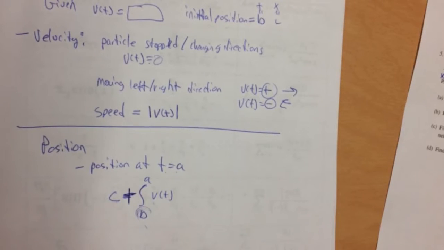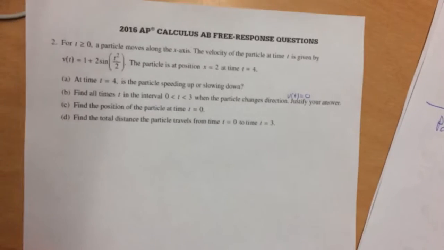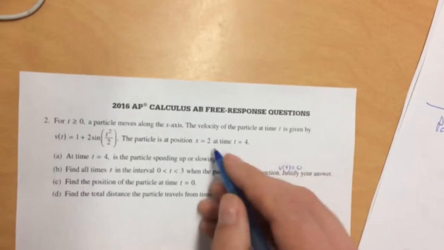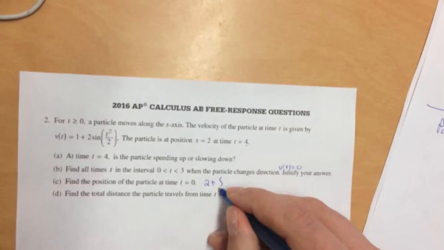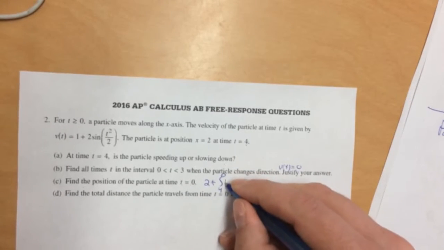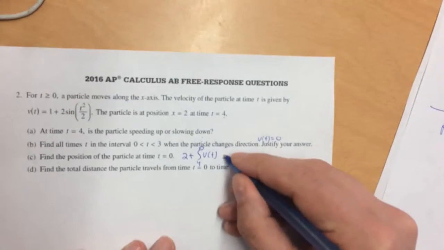It came up in 2016 in part C. Find the position at time equals 0. So we would take the initial position and add in the integral from 4 to 0 of v of t. And this could just go straight in a calculator, and it'll give us the answer.